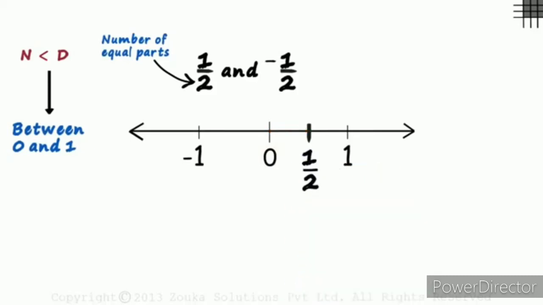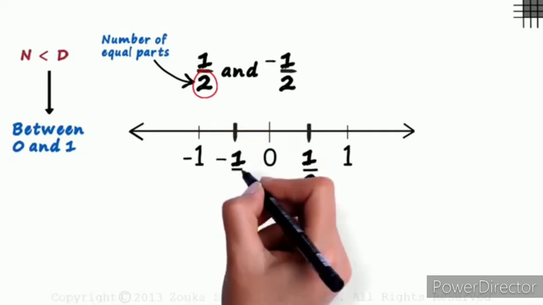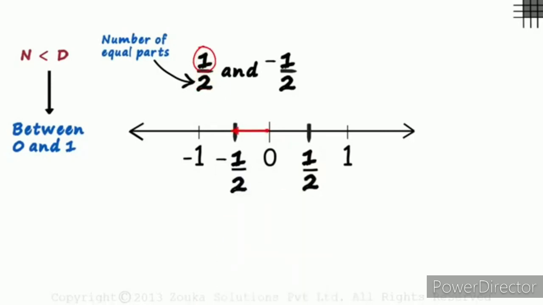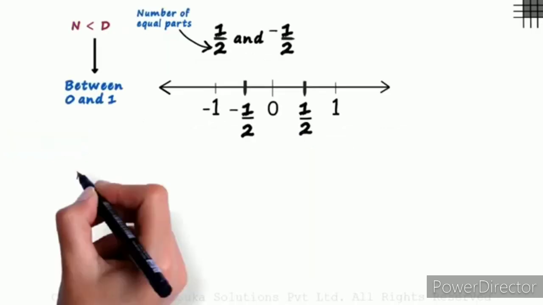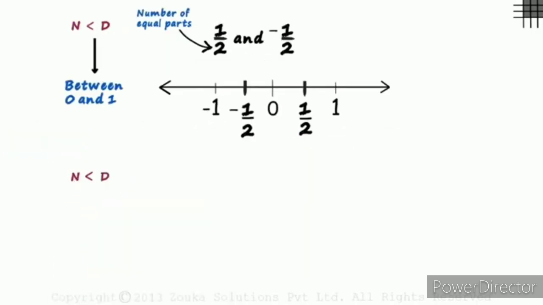We can use the same procedure to mark minus 1 by 2 on the left side of 0. Divide it into 2 parts and mark minus 1 by 2 one part away from 0. Just as integers had corresponding values, rational numbers too have corresponding values. In our example, minus 1 by 2 corresponds to 1 by 2. Let us look at another example where the numerator is less than the denominator. We have to plot 3 by 4 and minus 3 by 4.